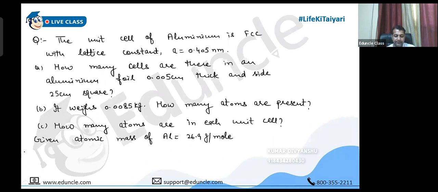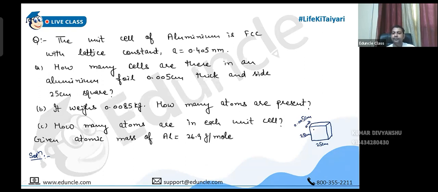Now, first of all, let me tell you what is the shape of this foil. Actually, the foil is like this. Thickness is given, and then it is given that side is this much. So side 25 centimeter square means it is a square with side 25 centimeter, and then the thickness is 0.005 centimeter. So it is a cuboid. Okay, so this is the diagram of the foil. Clear?